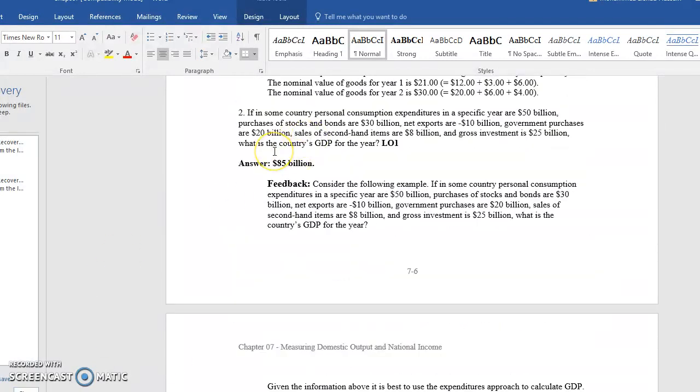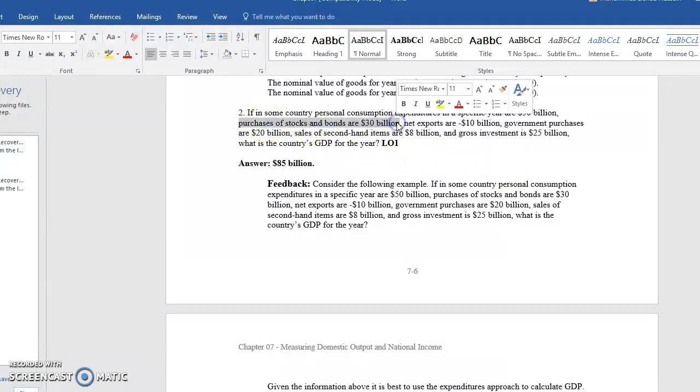This is end of chapter 7, and problem number 2. And here they say that for a country we have personal consumption expenditure in a year is 50 billion, and then purchase of stocks and bonds 30 billion. Net exports is minus 10 billion, right? Minus 10 net export means what? There is a trade deficit in this country. Here export is less than import by $10 billion.